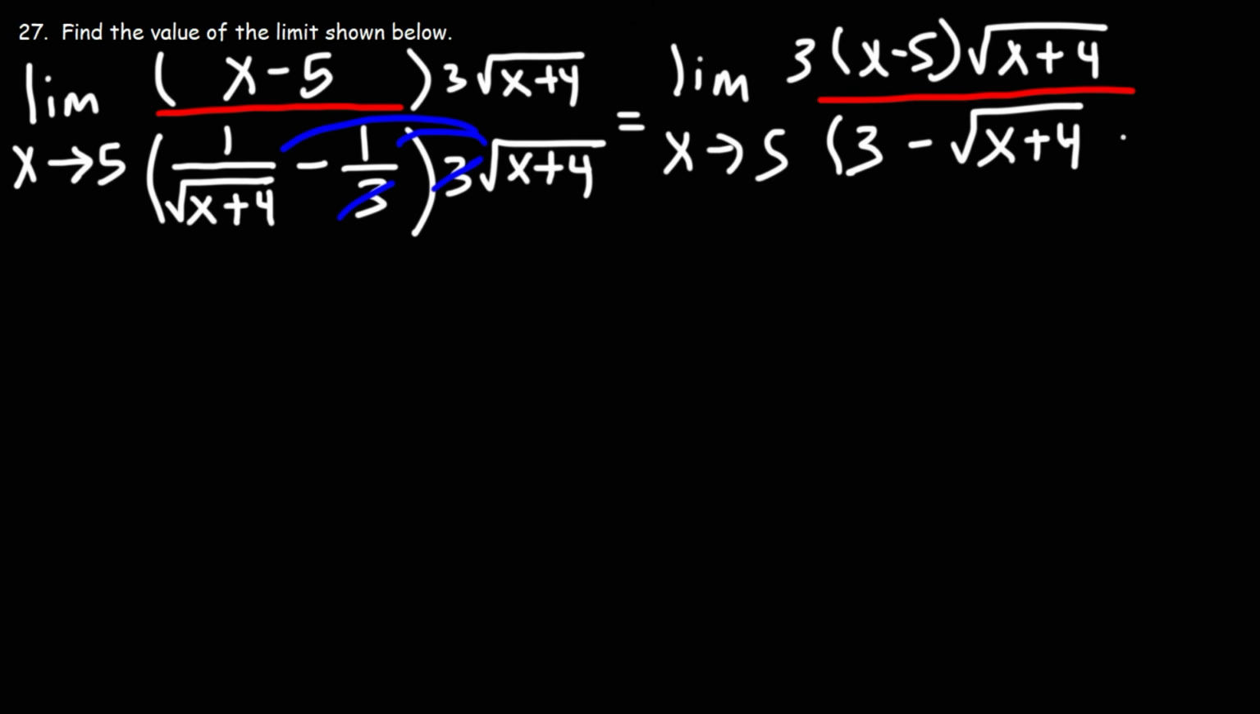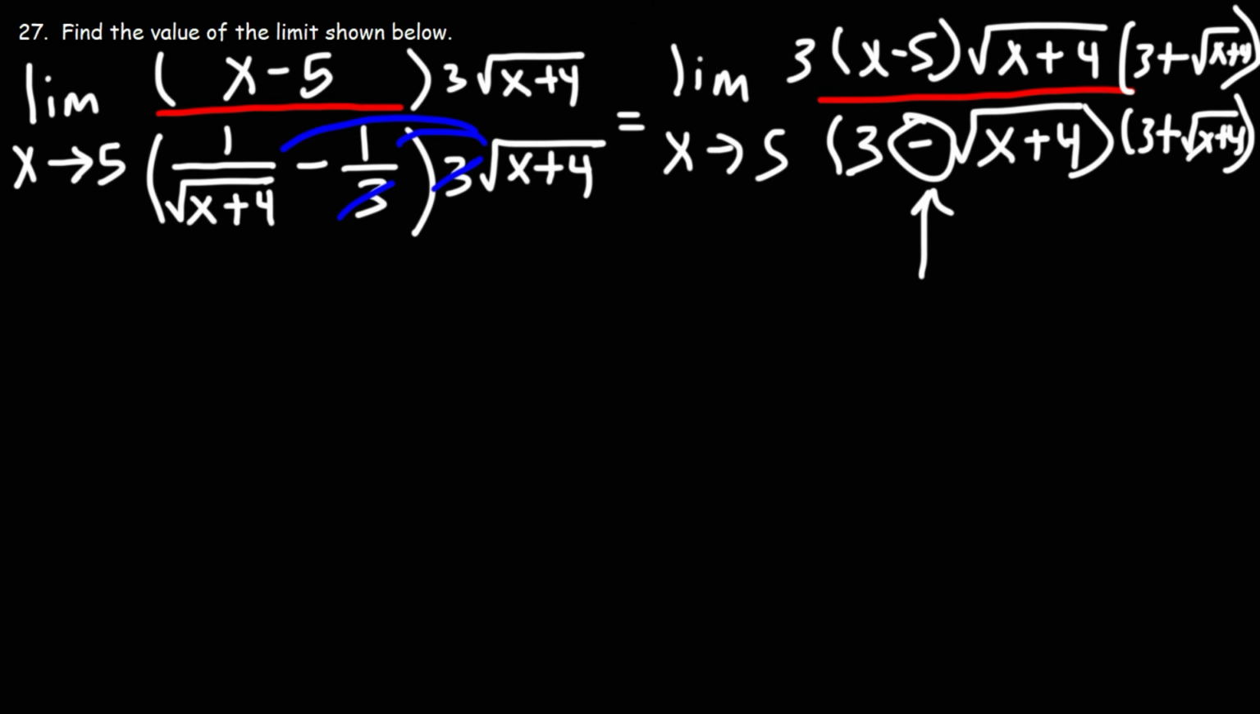So we need to multiply the top and bottom by the conjugate of the denominator. So that's going to be times 3 plus the square root of x plus 4. Remember, we're not changing the sign inside the radical. The sign outside of it is what we're changing between the two terms.